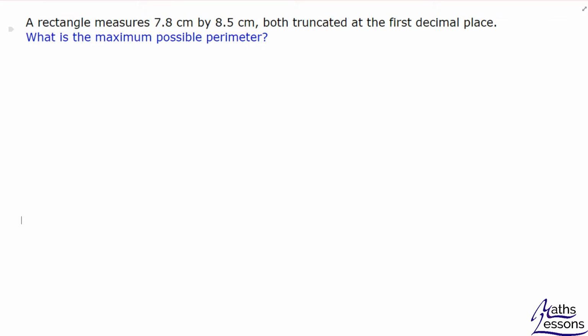Okay, next one. This one I think you can also do in a minute. Have a go. Be careful, truncated means all the digits just get dropped.